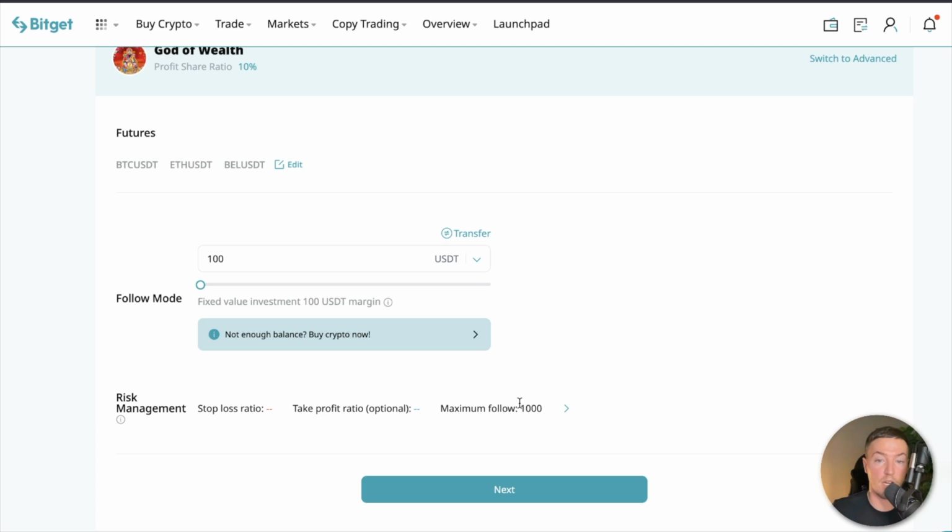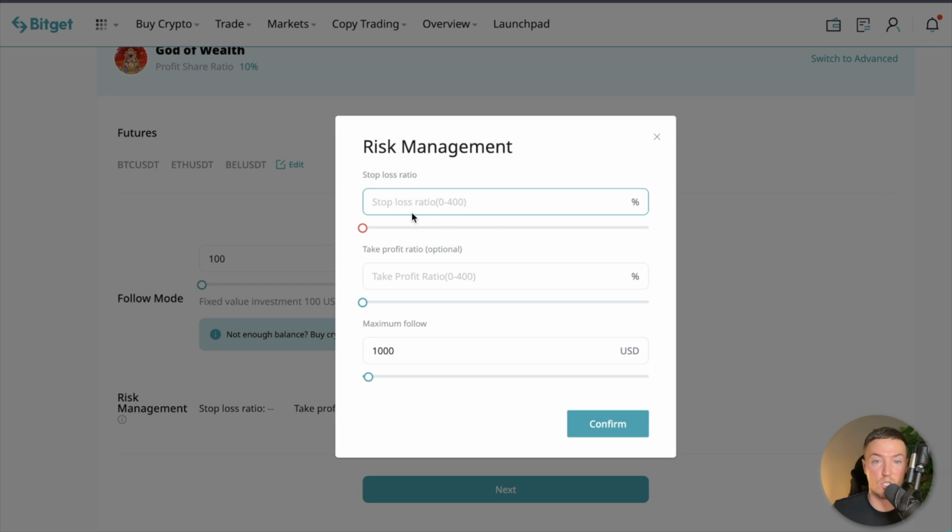Then we come down to the risk management section here, and here is a stop loss ratio. So I can choose if the trade goes down 6%, I get stopped out. The trade goes down 20%, I get stopped out. But I'm just going to leave that there. Essentially, the whole point in copy trading is it's down to the trader. If the trader thinks that they should wait another 10% down, it's going to pull back, add to the position, whatever it is, then that's the whole point in copy trading.